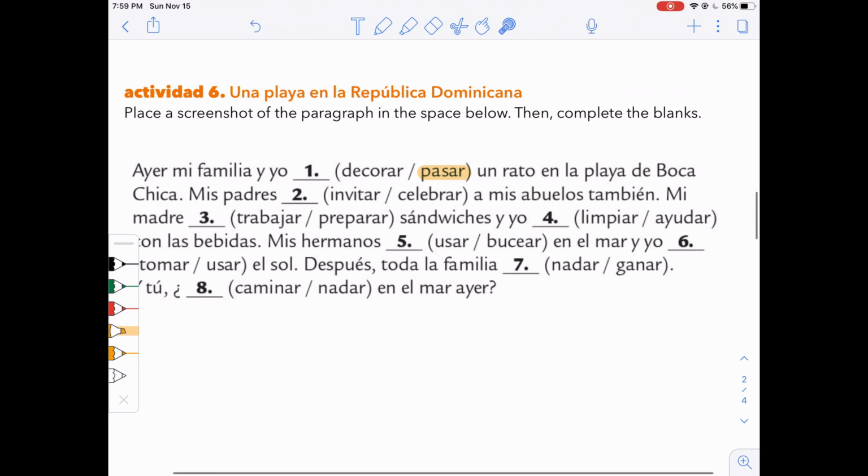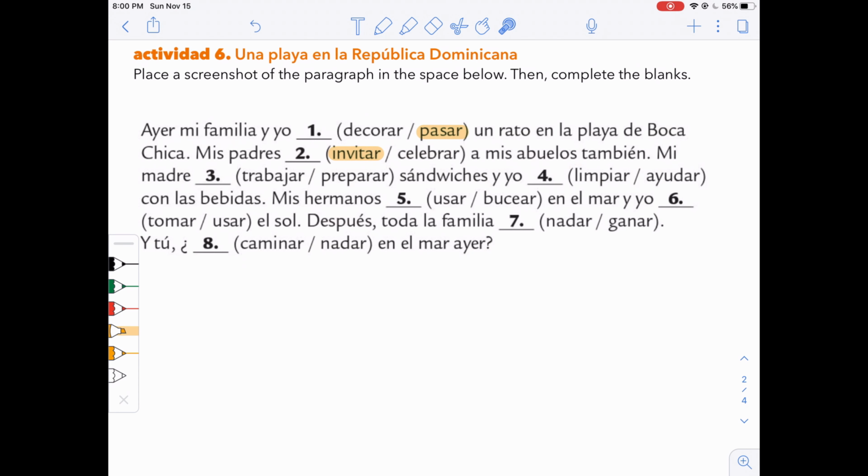Okay, número 2. Mis padres invitar, they invited a mis abuelos también. There's no mention of celebration, so they invited my grandparents as well. Mi madre preparar sándwiches. She prepared sandwiches. She doesn't work sandwiches, and that doesn't make sense. So, preparar sándwiches. Y yo, con las bebidas, I helped with the drinks. I didn't clean with the drinks. That would just make a bigger mess.